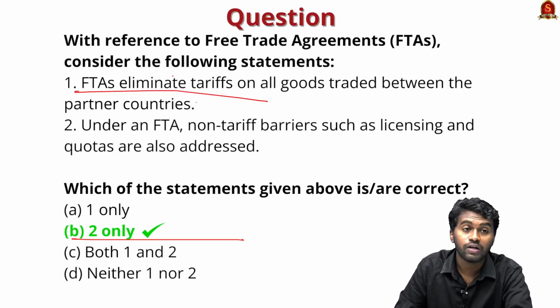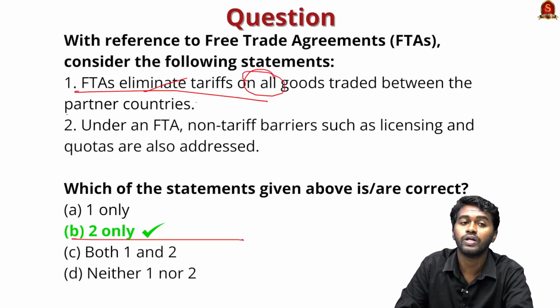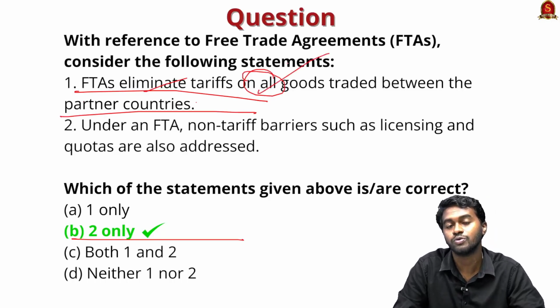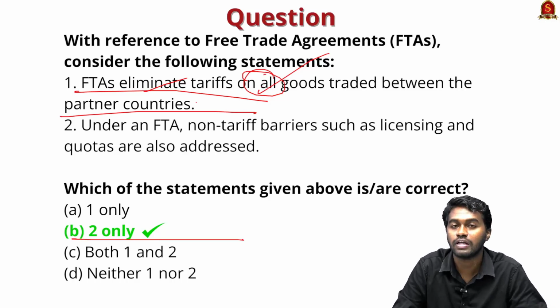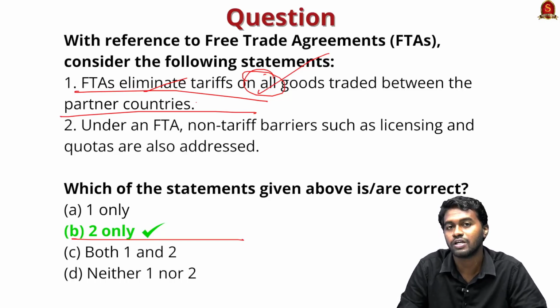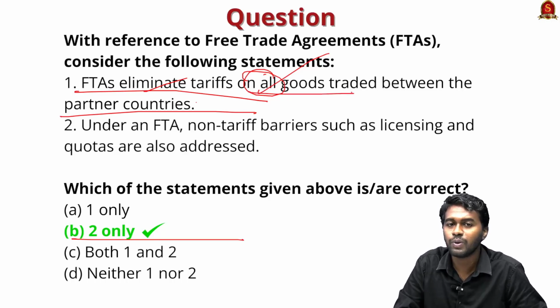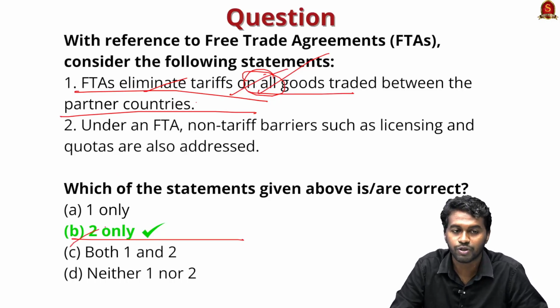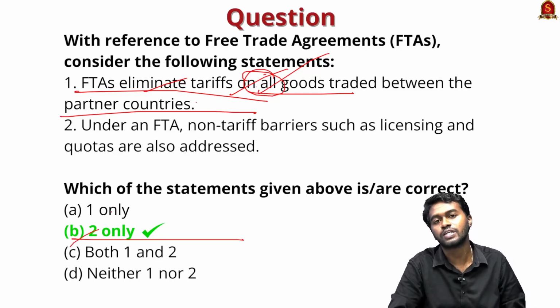Statement 1 says FTAs eliminate tariffs on all goods traded between partner countries. Here itself you have a keyword. Usually, whenever extreme statements are given in UPSC or any type of exam, the statement will mostly be wrong, because extreme statements are rare. From the keyword itself, you can identify that this statement is wrong, and the correct answer is option B, 2 only. With this, we will move to the next article.